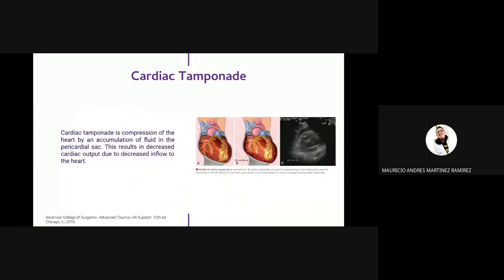Cardiac tamponade is compression of the heart by an accumulation of fluid in the pericardial sac. This results in a decreased cardiac output due to the decreased inflow to the heart. Cardiac tamponade most commonly results from penetrating injuries, but a blunt injury can also cause the pericardium to fill with blood from the heart, great vessels, or epicardial vessels. Signs of pericardial tamponade characteristically present in 3 phases. First, tachycardia and increased systemic vascular resistance, followed by decreased cardiac output, and finally complete circulatory collapse.